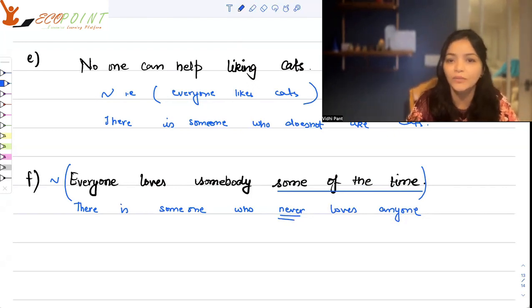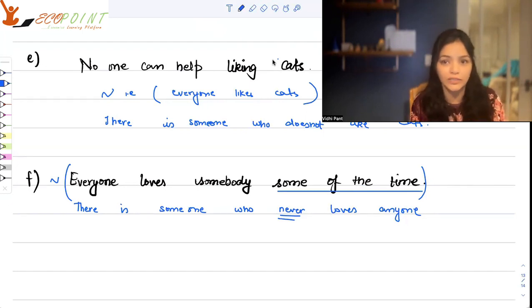So there is someone who never loves anyone. That would be the correct negation of this statement. So when it comes to negations, whatever language you are comfortable in, in order to logically deduce what would be a counter or opposite, try thinking or translating the statement in that language. That will really help you. That's a trick. Thank you.